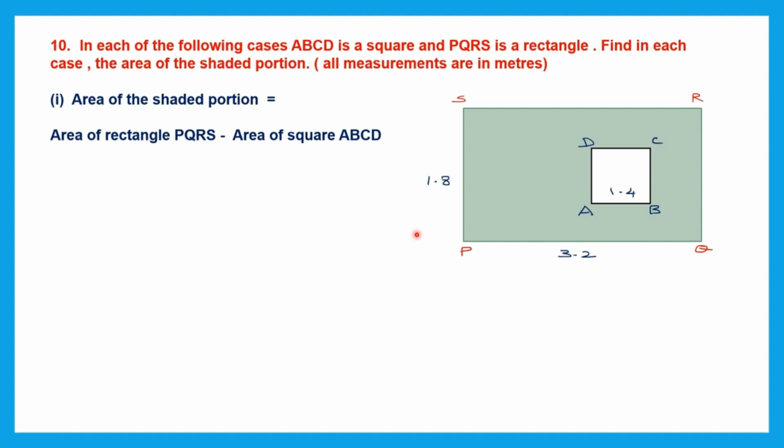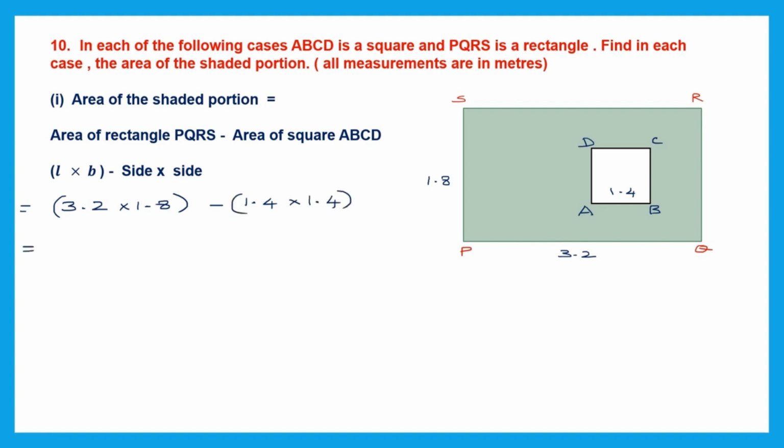So to find the area of rectangle PQRS, we should use the formula. What is the formula to find area of a rectangle? Length into breadth. And the area of a square? Side into side. So let's do that. So length into breadth minus side into side. Length is 3.2 meters, and breadth is 1.8. So we first find the area of the rectangle PQRS minus the area of the square, and that is side into side, that is 1.4 into 1.4.